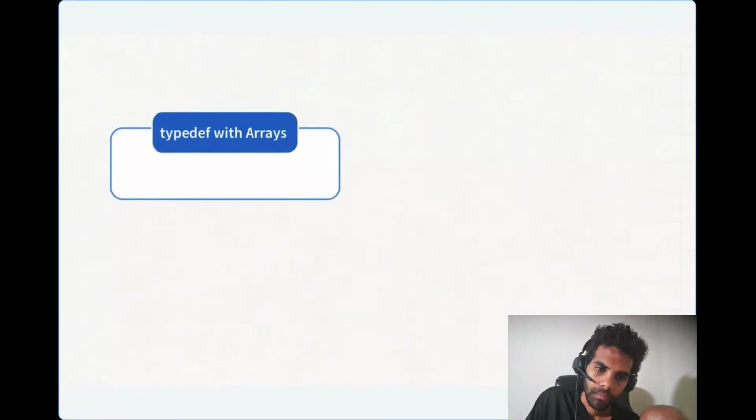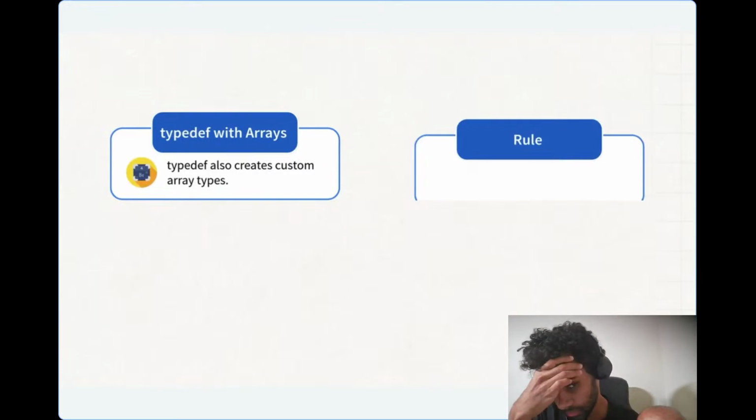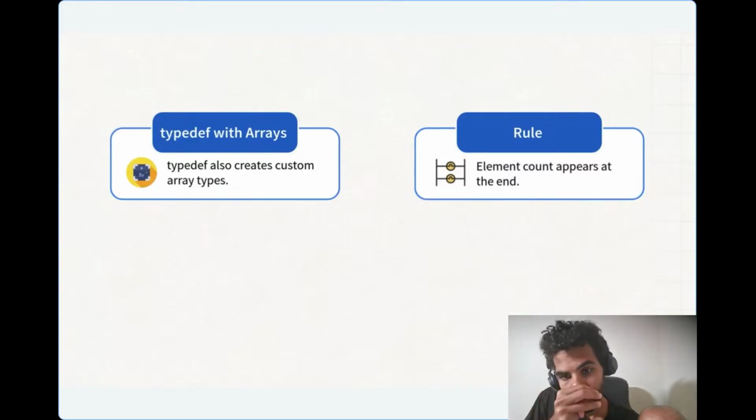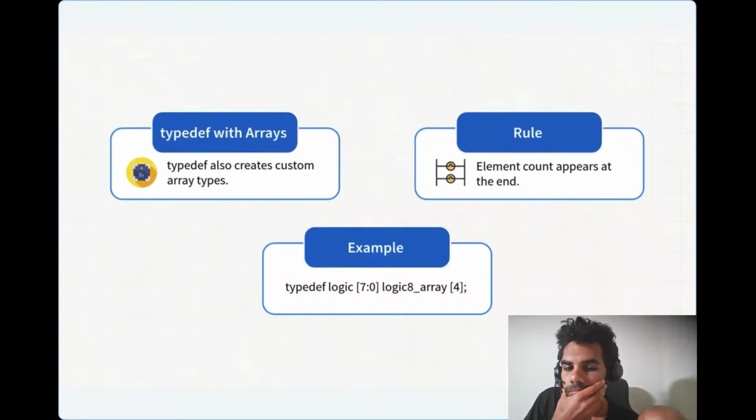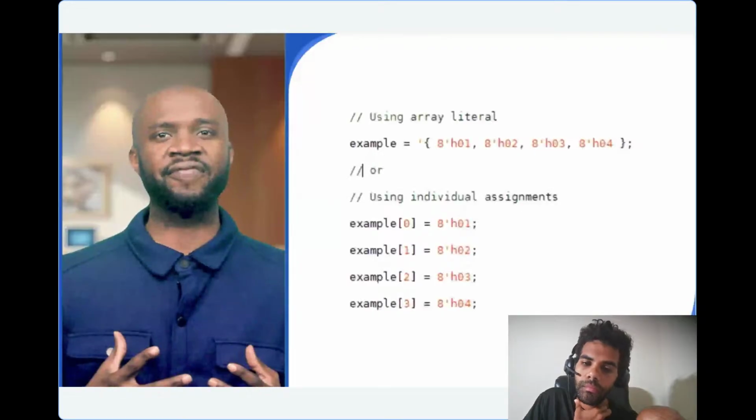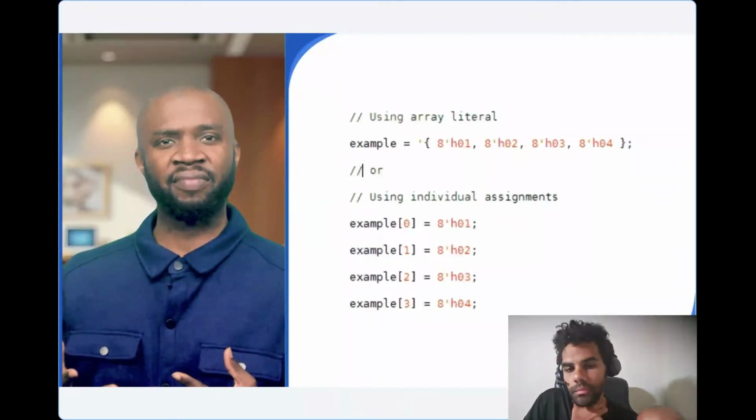So typedef with arrays. Now we can also create custom array types with typedefs. So to do this, we append the number of elements at the end. So for example, typedef logic [7:0] with the name logic8_array, and it has 4 values. Or we specify explicit indices, just like we write here, [3:0]. Typedef logic [7:0] logic8_array [3:0]. So once declared, we can create variables and access elements like normal arrays.